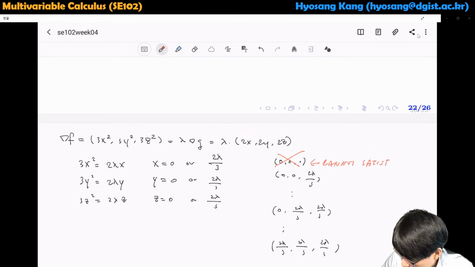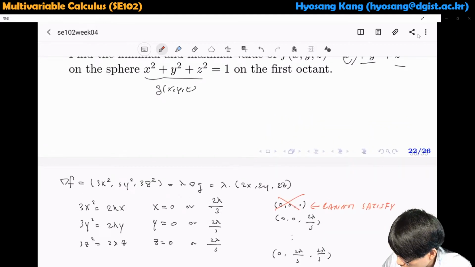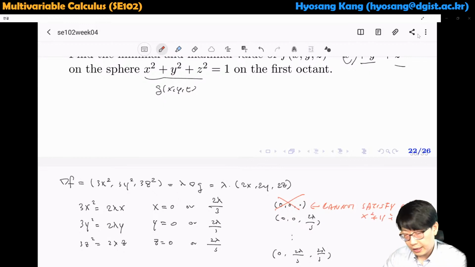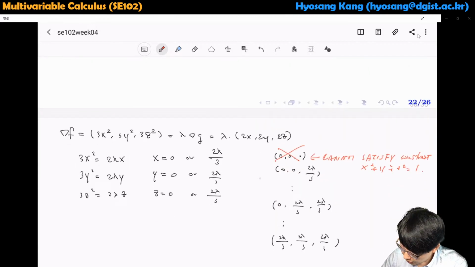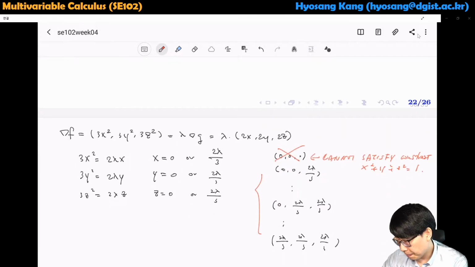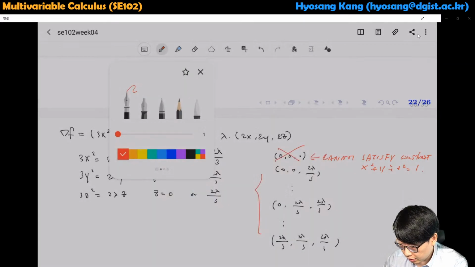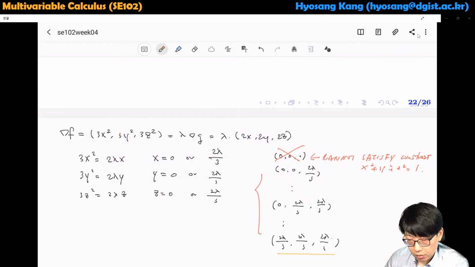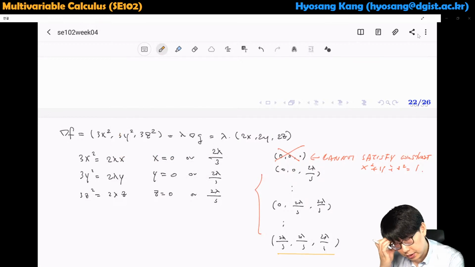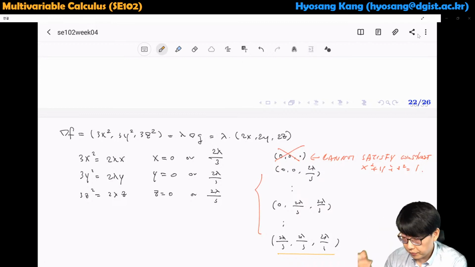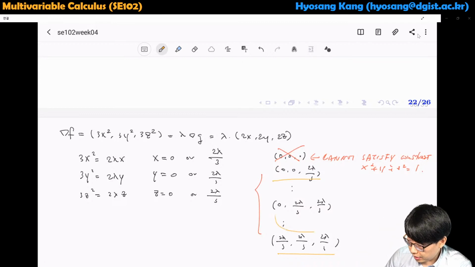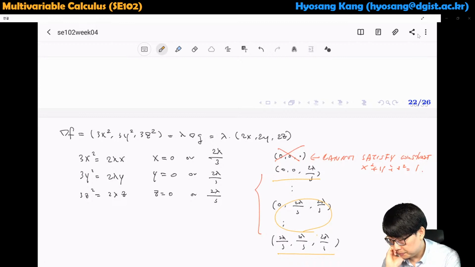because this cannot satisfy these constraints: x squared plus y squared plus z squared equals 1. You have to analyze these 3 points. But assuming that you've done that, knowing the picture, this is the local minimum, and what's the global maximum? Global maximum appears here, and in the middle, when you have only 1, 0, 0, this is a saddle point.